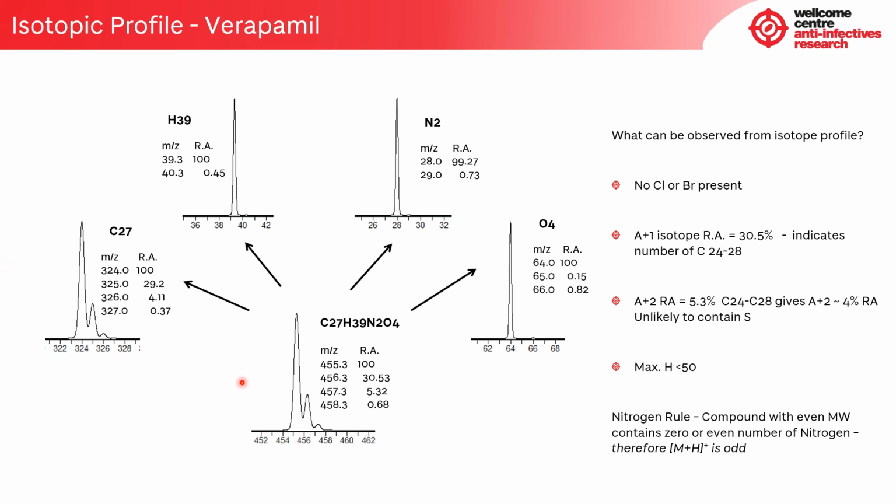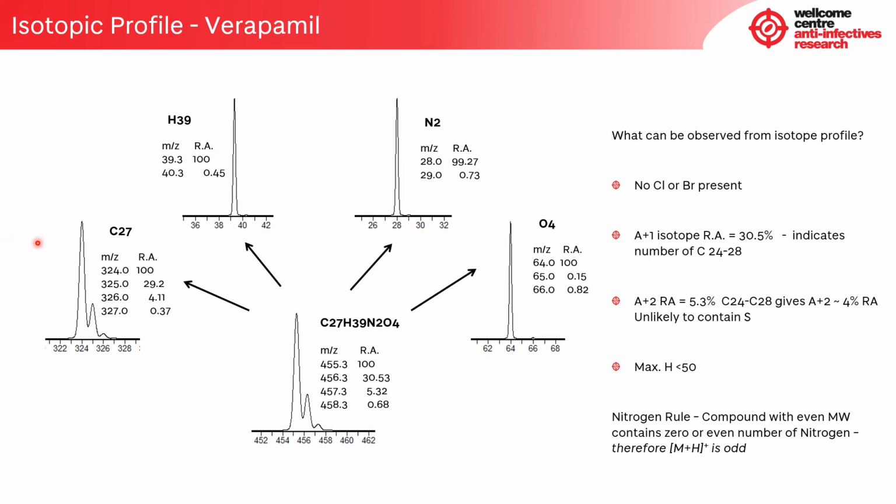If we first of all look at the pattern of verapamil itself, the A or monoisotopic peak is set to a relative abundance of 100%, the A+1 isotope has an abundance of just over 30% and the A+2 just over 5%. We'll ignore for now the remaining isotopes.